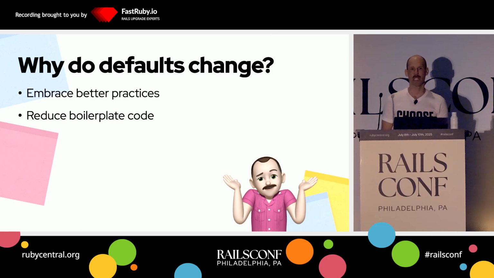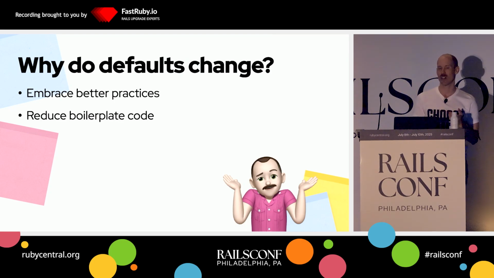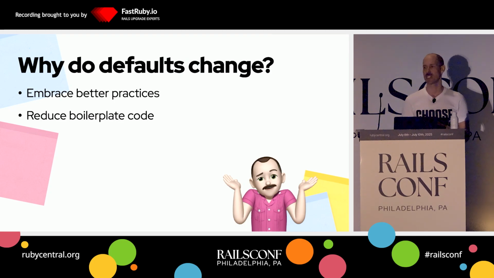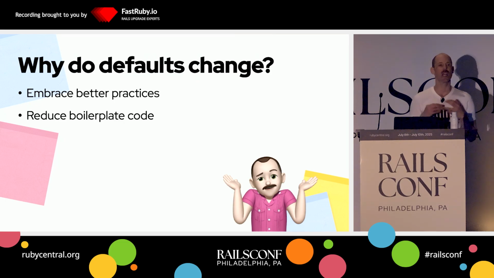We can reduce boilerplate code. A lot of the conversation around Rails defaults deals with noticing that developers are constantly having to set a particular option in their code, or they're having to set a particular option in config. And setting the default helps reduce that boilerplate.